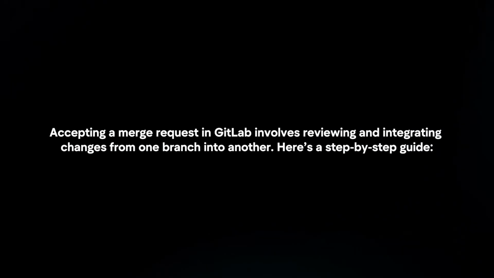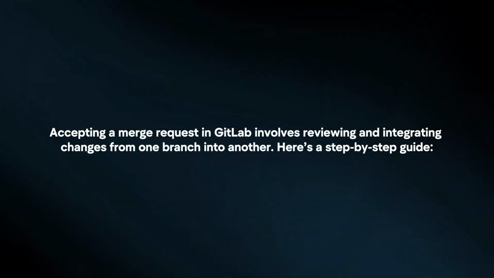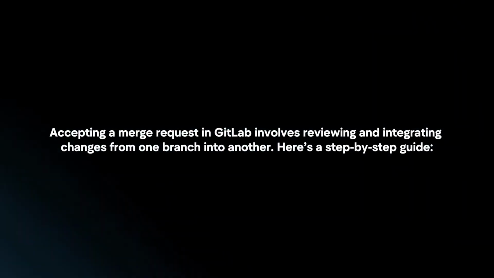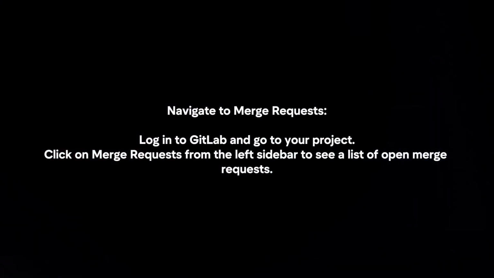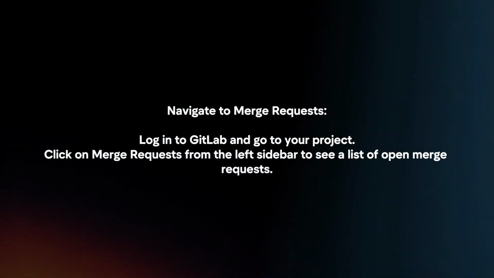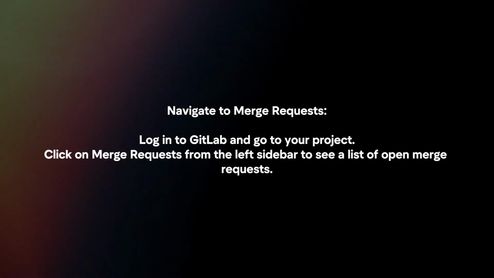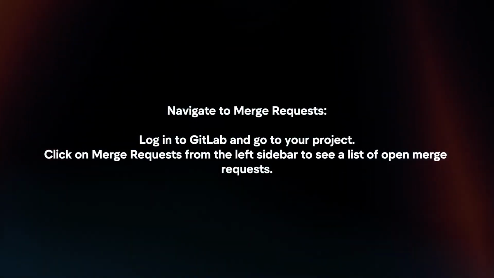Accepting a merge request in GitLab involves reviewing and integrating changes from one branch into another. Here's a step-by-step guide. Navigate to merge requests. Log into GitLab and go to your project. Click on merge requests from the left sidebar to see a list of open merge requests.